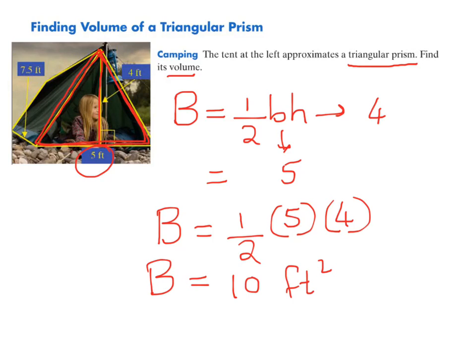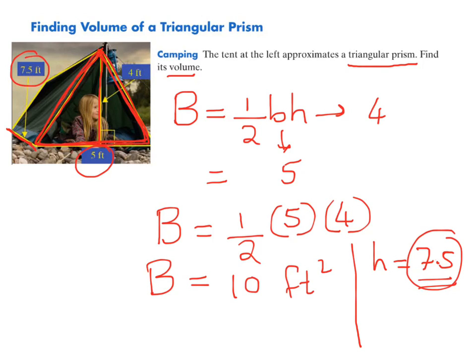What is the height of the prism? Remember, the height of the prism is the distance between the two bases. Now, where are the two bases? This triangle and a triangle at the back. So the distance between the two triangles is 7.5 feet. So this is the height of the prism.